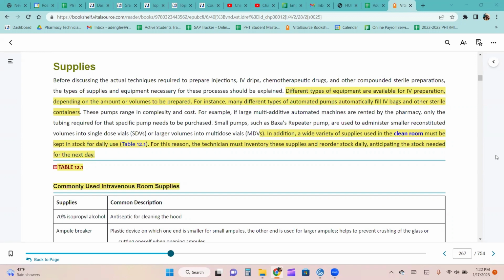In addition, a wide variety of supplies used in the clean room must be kept in stock for daily use. For this reason, the technician must inventory these supplies and reorder stock daily, anticipating the stock needed for the next day.